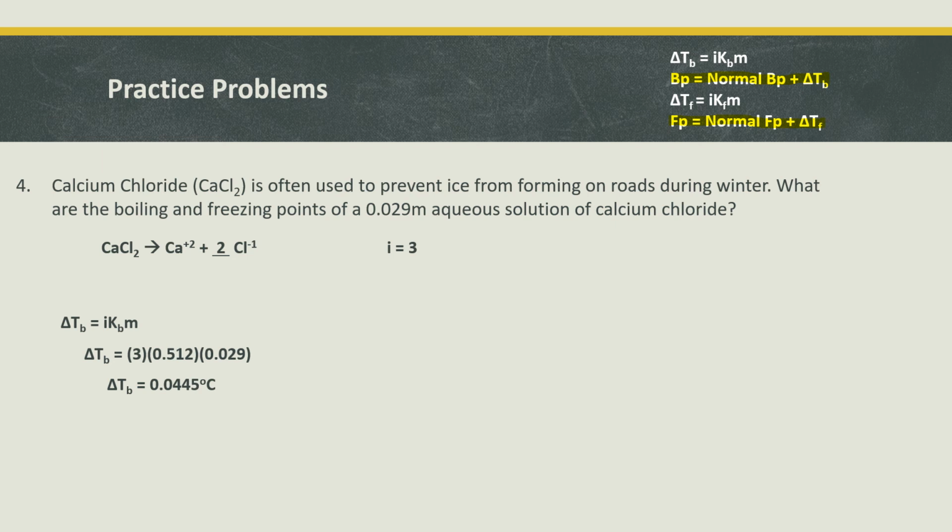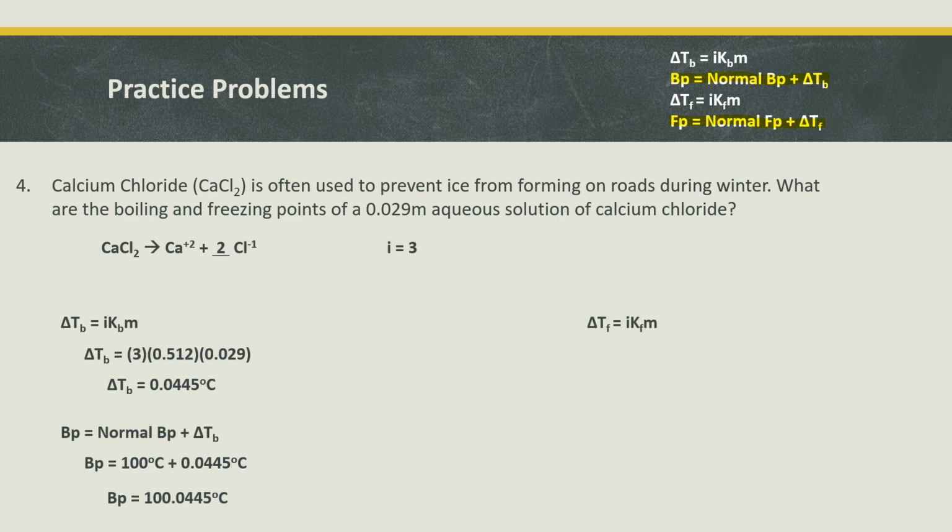Now I can go ahead and solve for my boiling point. The normal boiling point of water we know is 100 degrees Celsius. That hasn't changed. So we're going to take 100 plus our new boiling point elevation, solve it out, and I got 100.0445. Again, I want these to be as accurate as possible, so for our PowerPoint here, I'm giving it to you as the exact number and I'm not changing to significant figures.